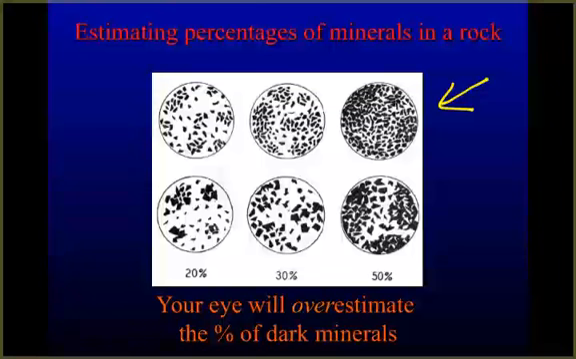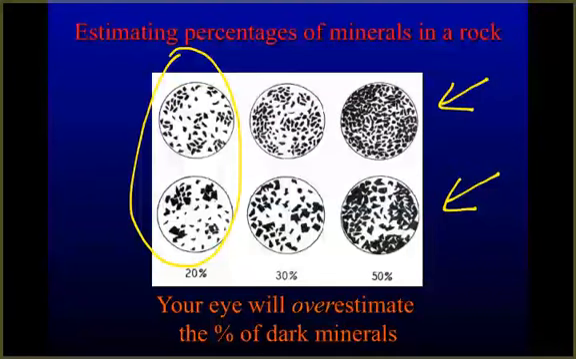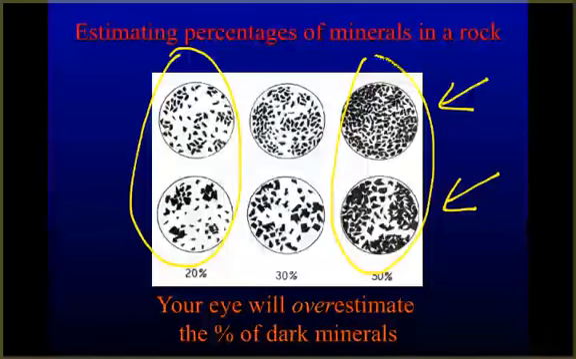minerals in a plutonic rock, for example, where you can actually see the crystals, but they're smaller than these crystals down here. These are equivalent, so these two examples show 20% dark minerals. These two examples over here show 50% dark minerals.